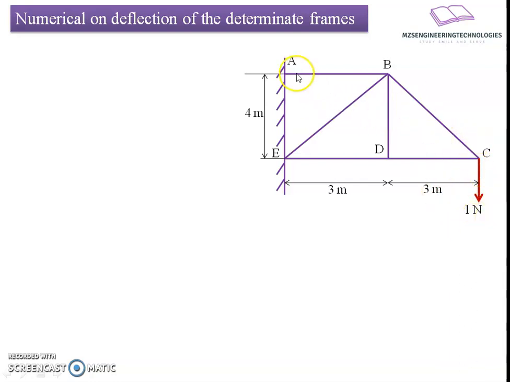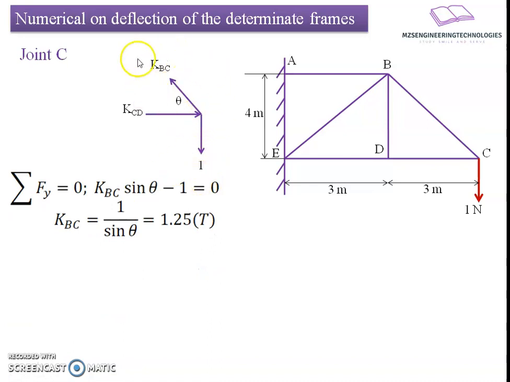Now I will do the K analysis, meaning coefficient analysis, the distribution of this 1 Newton force among the members. We'll begin with joint C first. If we prepare the free body diagram, it shows there are 3 forces: the coefficient of member force BC, the coefficient of member force DC, and the one unit load which we have applied, acting downward. From static equilibrium, summation of Fy equals 0 yields KBC sine theta minus 1 equals 0. Hence the KBC sine component balances the applied unit load, resulting in KBC equals 1 by sine theta, which comes to 1.25 Newton, tensile in nature.